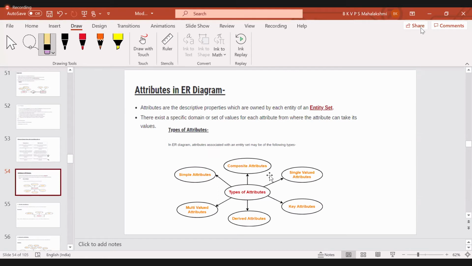So this is an important concept. We have to know the type of the attribute, because if we consider one entity, student, there will be a number of attributes. We cannot say that all the attributes are of the same type, but we have to know what type of attribute it is. A student has many attributes: roll number, name.